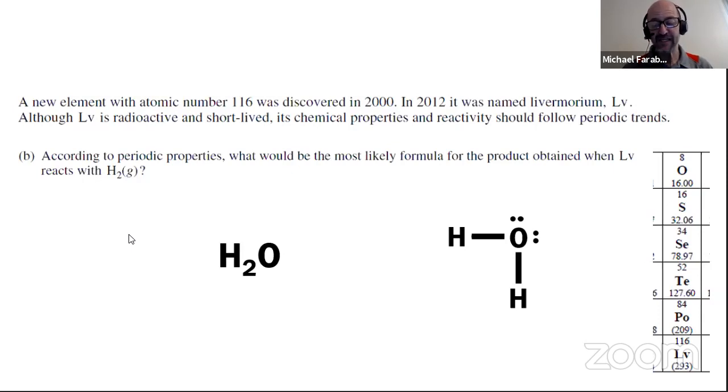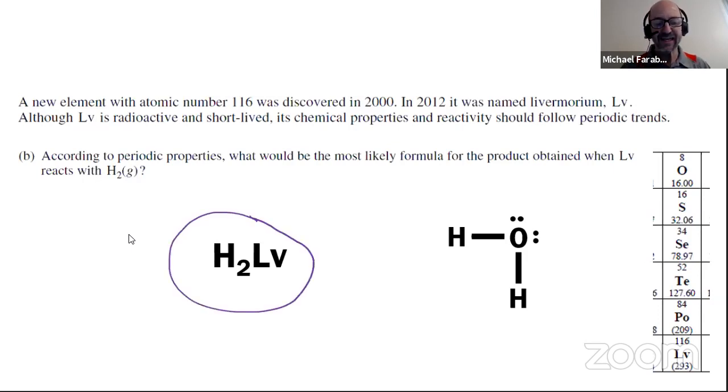But I could similarly go down the group and say the formula of the hydrogen and sulfur compound is H2S. There's also H2Se for selenium, H2Te for tellurium, H2Po for polonium. And so the correct answer to this question, the formula for the product obtained when Livermorium reacts with hydrogen, is based on the periodic properties of this 2-to-1 ratio between hydrogen and the member of group 16.